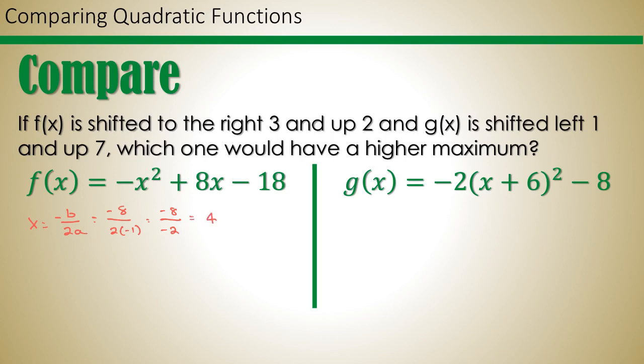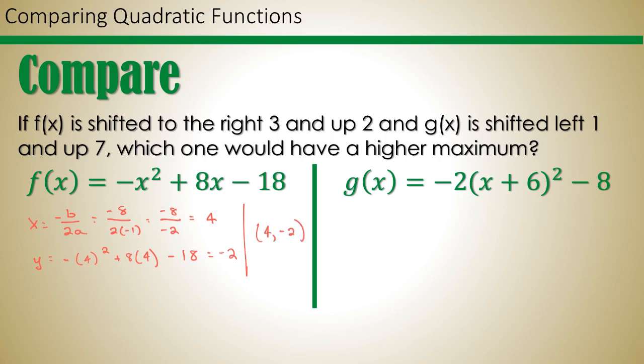We need the y value as well. So for the y value, we're going to sub that 4 in. So -4 squared plus 8 times 4 minus 18. And that will be -2. Okay, so our vertex is (4, -2).